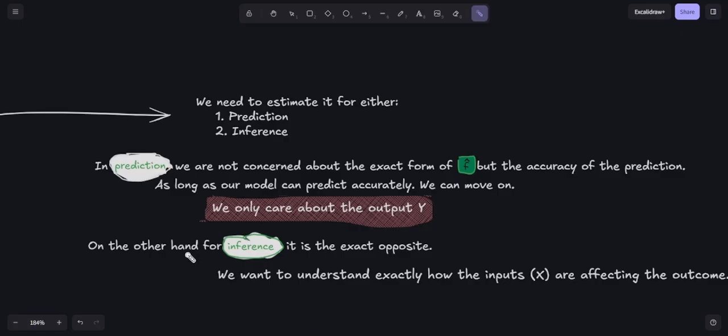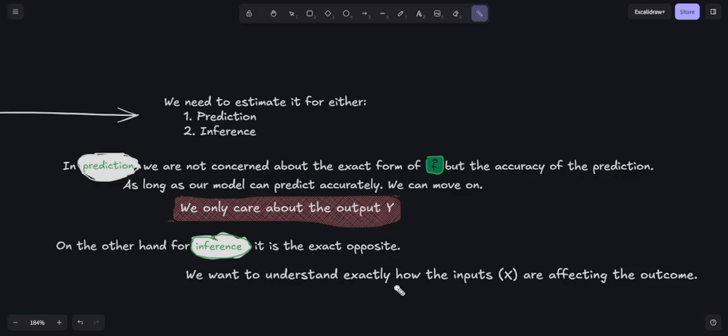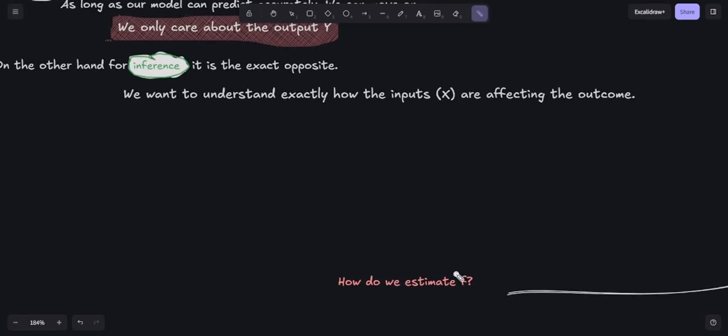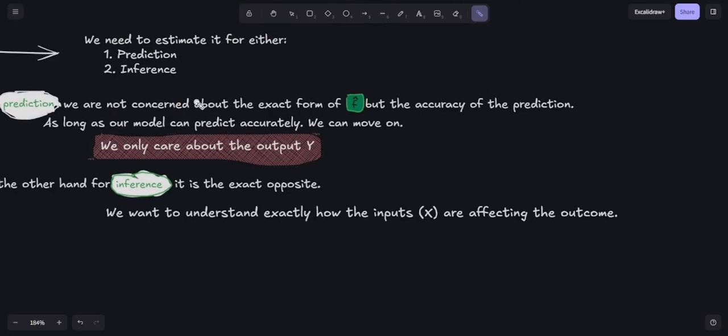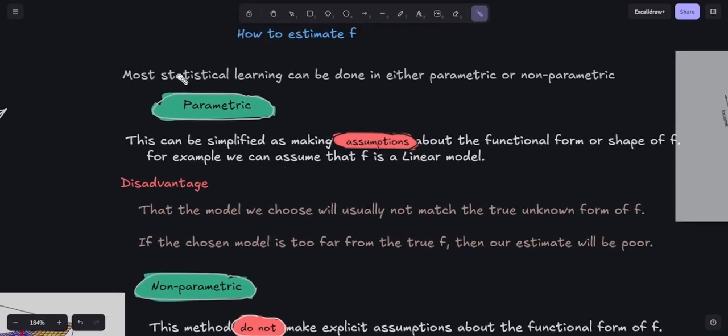On the other hand, in inference, it is almost the exact opposite. We want to understand exactly how the inputs are affecting the outcome. So we only care about the inputs and how they affect the output. And you might ask, how do we estimate F, since we know we can estimate it for either prediction or inference? Most statistical learning can be done in either a parametric or non-parametric way.